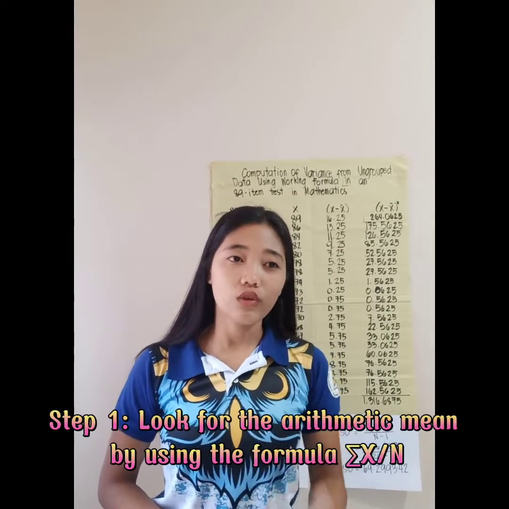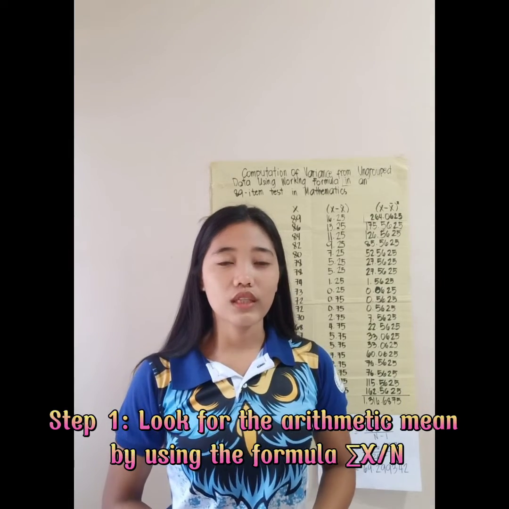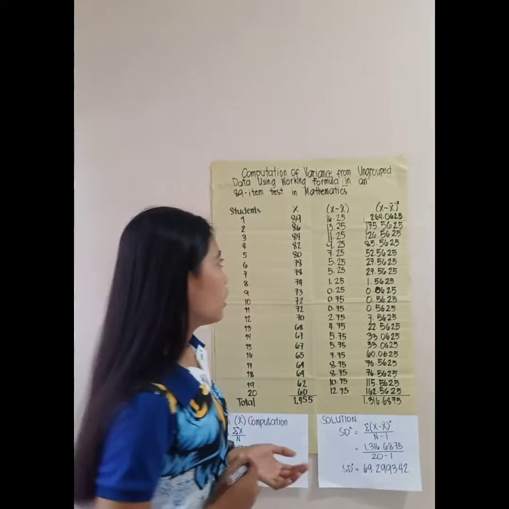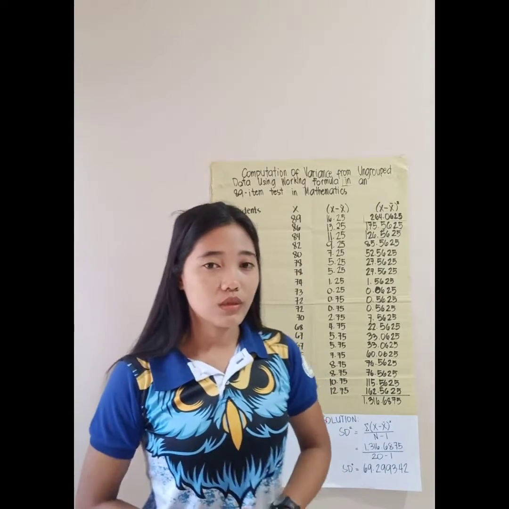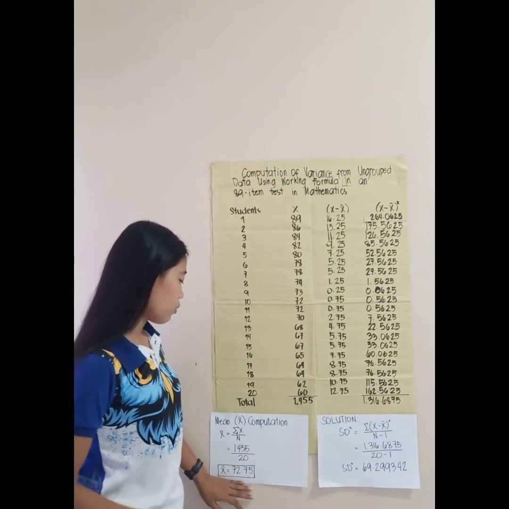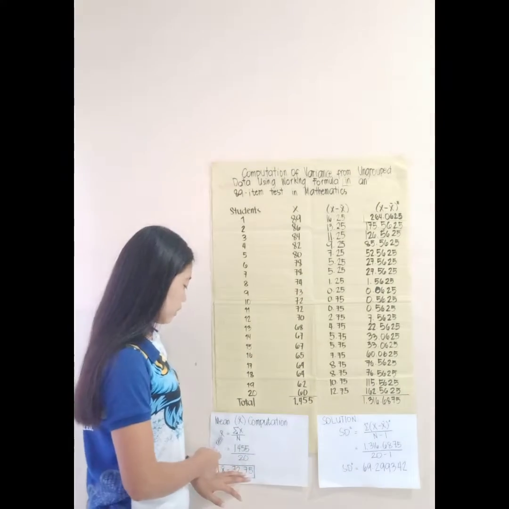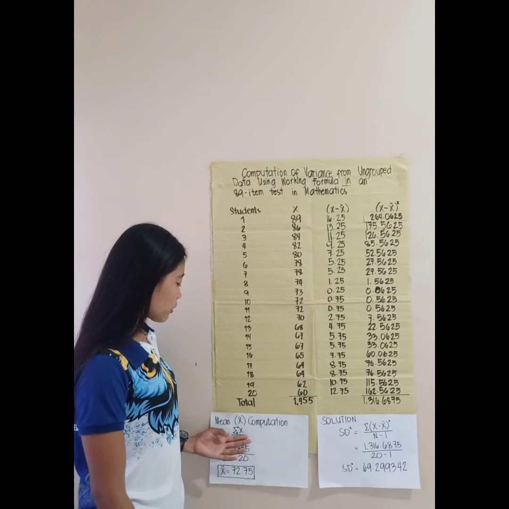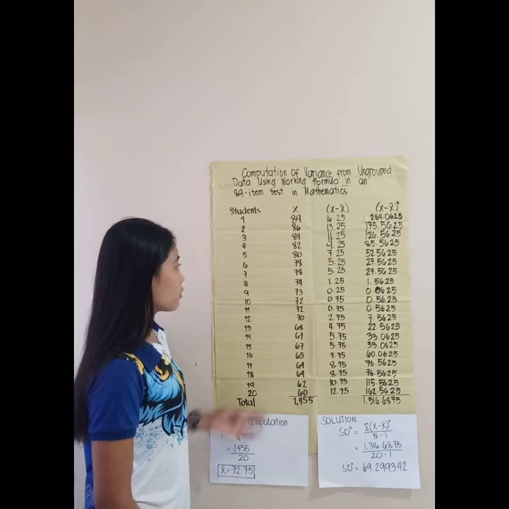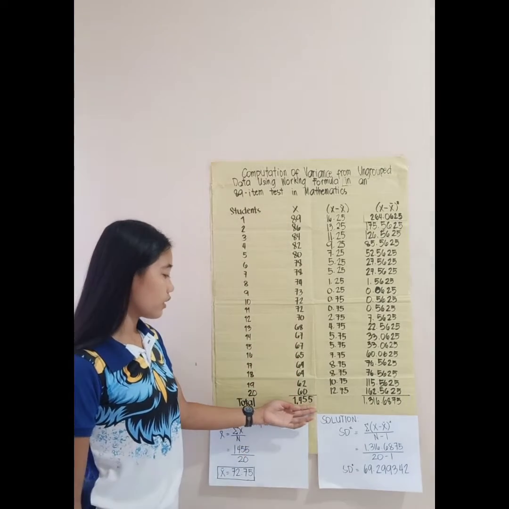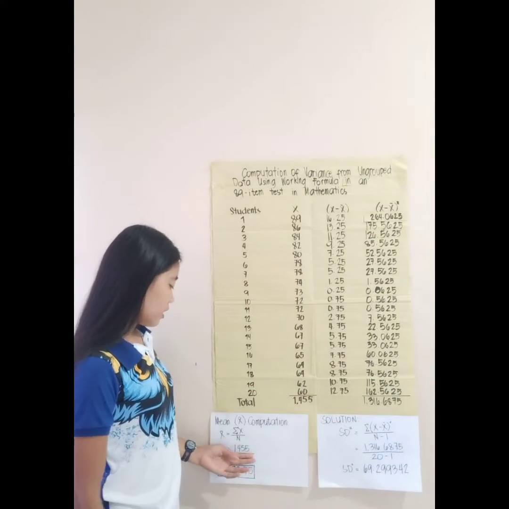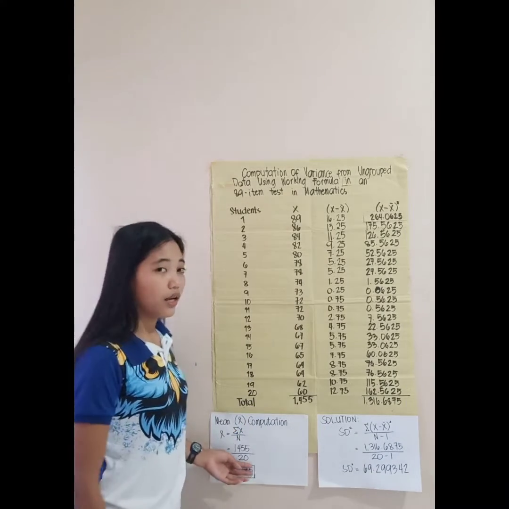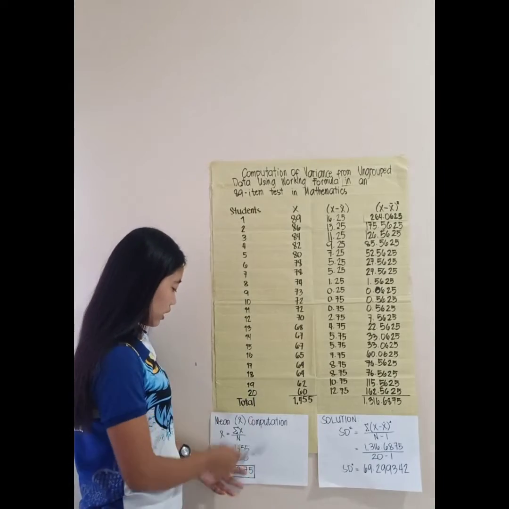Before we proceed to the third column, before computing the x minus mean, let's apply our first step, which is to look for the arithmetic mean by using the formula summation of x divided by n. So, we need to get our mean first. This is the computation for our mean. Again, our formula is mean is equal to summation of x divided by n. To substitute, summation of x, which is the total of all scores, is 1,455. Then substitute n with 20, because n is our number of cases.